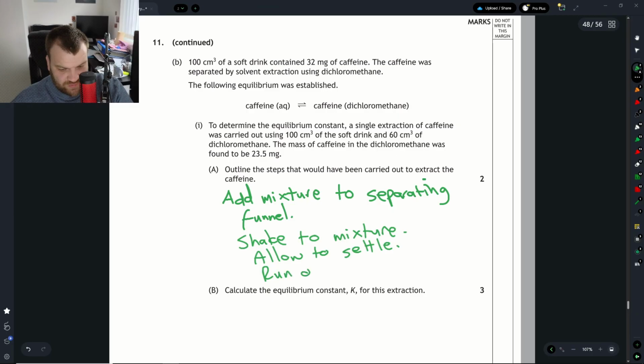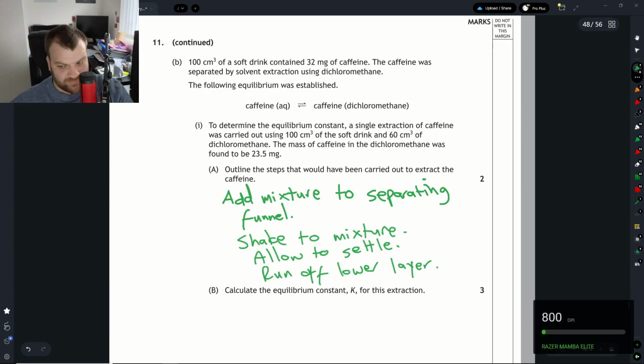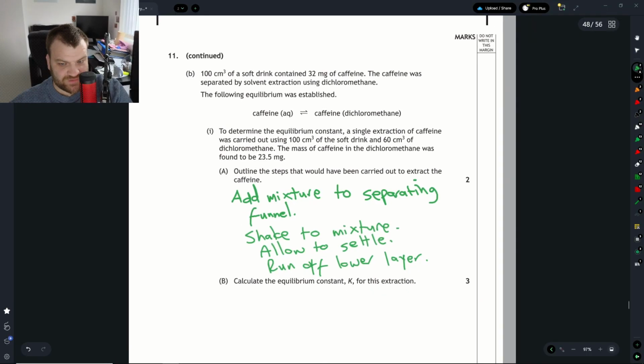And then you want to run off your lower layer. That would give you your 2 separated solvents, and then you'd be able to see how much caffeine is in each of them. I think they have told us this. So we're asked to work out an equilibrium constant for both of them. Right, so we need to think of water. We need to think of dichloromethane.